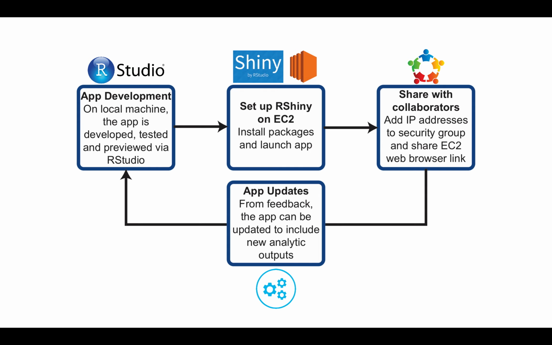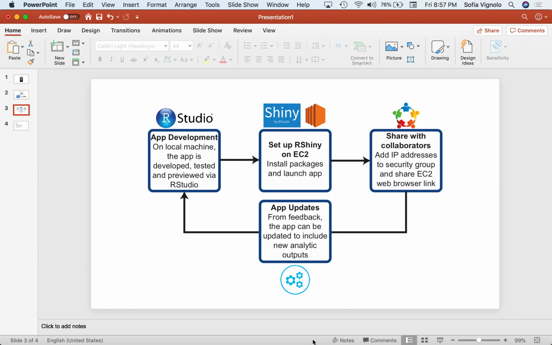If there ever needs to be any feedback in terms of making new analytic outputs, or something needs to be removed or added or updated, I can change that directly in the EC2, and the collaborators, whenever they refresh that browser, will be able to see the latest information. This way, I'm able to have one centralized location for all of my outputs, and they're going to be the most updated. So I don't have to worry about emailing everyone about what's the most updated version of a file or anything like that. It's all in here.